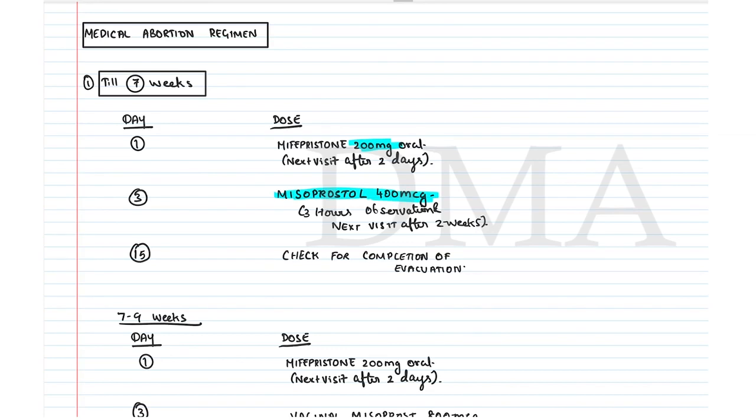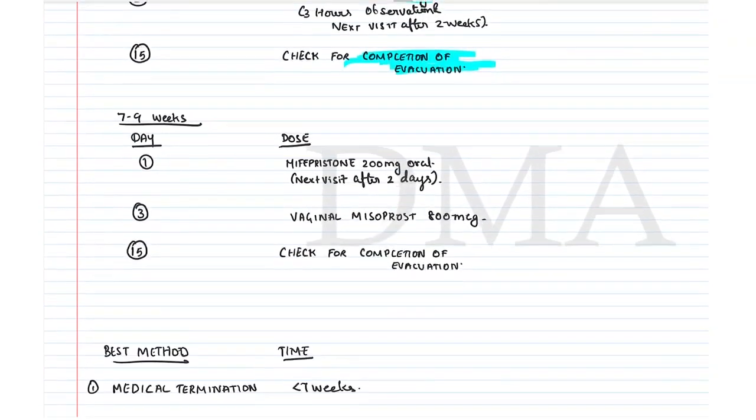Okay, and you have to observe the patient for 3 hours, and then you have to tell the patient to visit after 2 weeks. So once after 2 weeks, at the 15th day when the patient visits you, you have to check for the complete expulsion of your fetus. Is there any fetal material or fetal tissue inside the woman's birth canal?